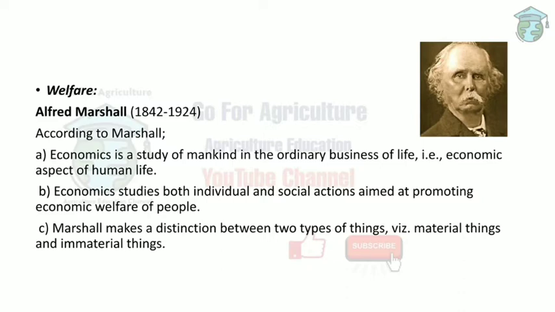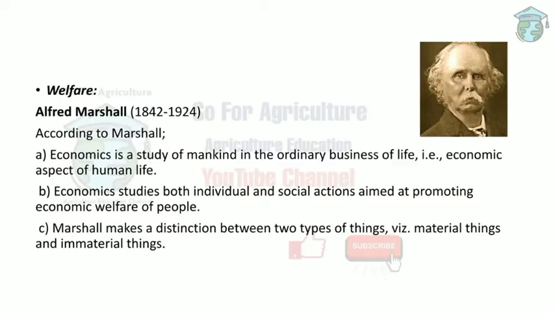So this is why Alfred Marshall considered economics as the study of mankind, the ordinary business of life. Also, economics studies both individual and social actions aimed at promoting the economic welfare of the people. Marshall also makes a distinction between two types of things: first, material or tangible things, and second, immaterial or intangible things.